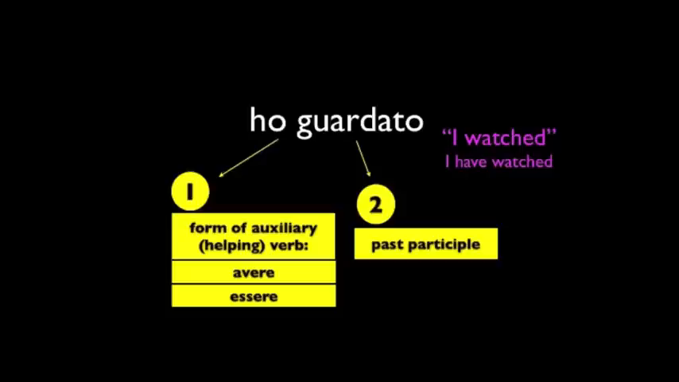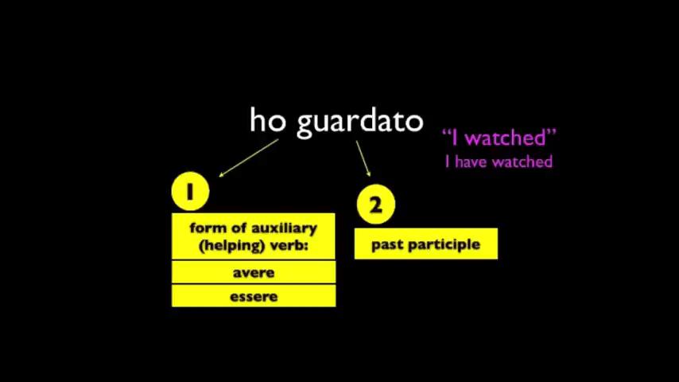As in the previous video, I went over how, with this example, ho guardato, I watched or I've watched, you need in the past tense two things. You need one, a form of an auxiliary or helping verb, and this is going to tell you who did the verb. In this case, the o is the io form of avere, which tells you that I am acting. If you saw sono there, you would know that it was either I or they form, because those are the I and they forms of essere, the helping verb.